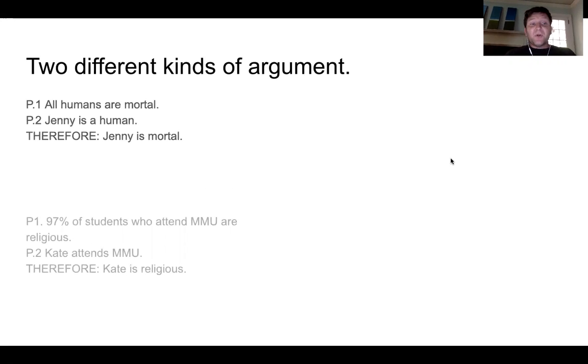So here we have two arguments. The top one there, premise one, all humans are mortal. Jenny is a human, therefore Jenny is mortal. And then the bottom argument, premise one, 97% of students who attend MMU are religious. Kate attends MMU, therefore Kate is religious.